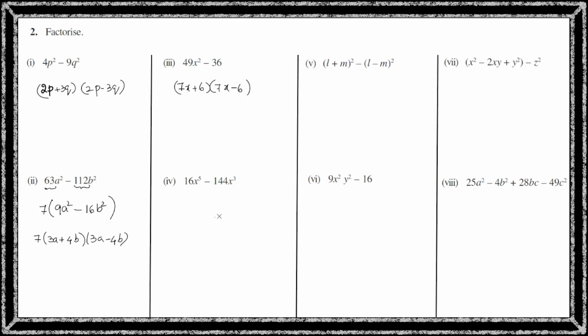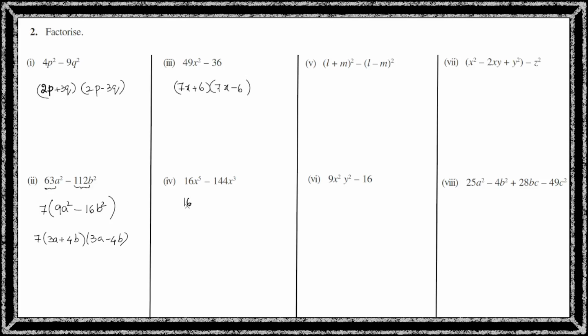Next I have, here you will see that 16 and 144 are good enough for me, 4 square and 12 square, right? But the problem is with x power 5 and x cube, these are not perfect squares. They have odd powers. That means I can't make a perfect square out of it. So let us again try to take whatever is common, we'll take it outside and then check.